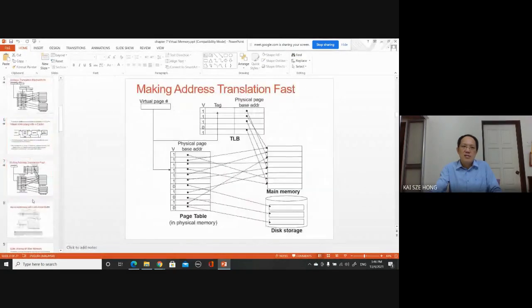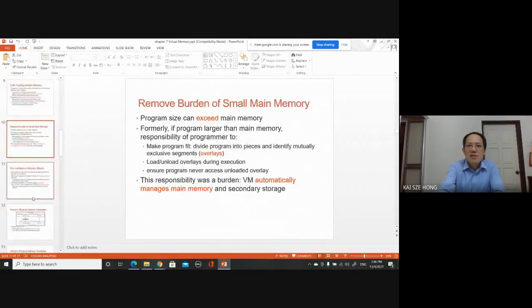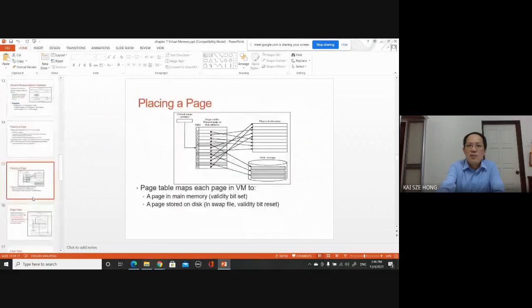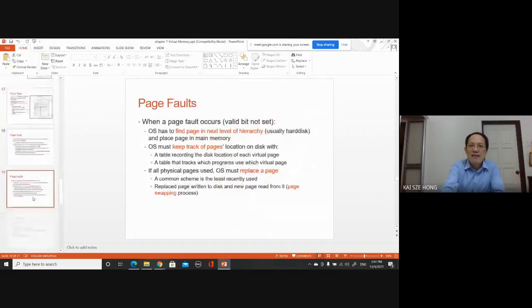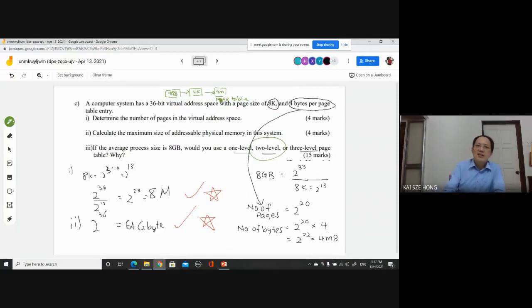We have page table right here. After that, we also can have a look aside buffer, translation look aside buffer. So we put a translation look aside buffer there. TLB, yeah. So we put TLB over here. So one is enough. If not, then you have two levels, it's very troublesome. So we just design a one level.